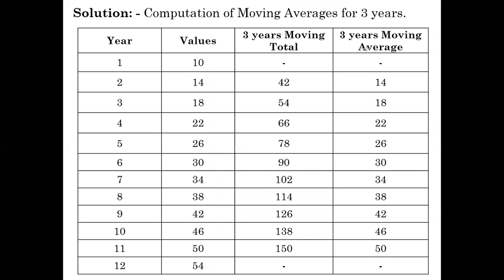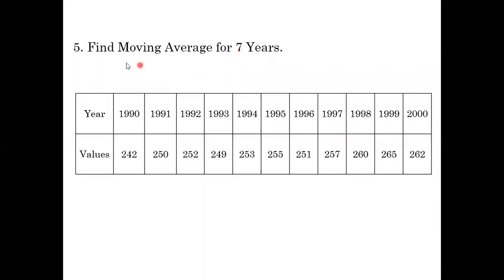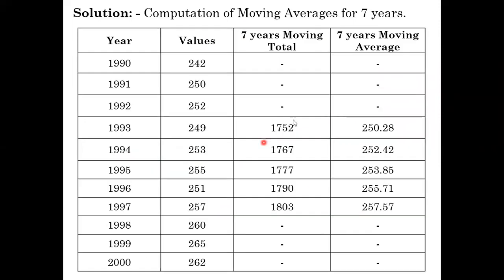Once we find the values, we will move on to the next problem. Find the moving average for 7 years. Based on the number of years they ask in the exam, you have to find the average values for 7 years. Here 1990 to 2000 are given, with values 242, 250, 252 and so on. Based on this, we prepare the table like this, with the values given in the problem and the 7 years moving total. You have to make the total of 7 years.